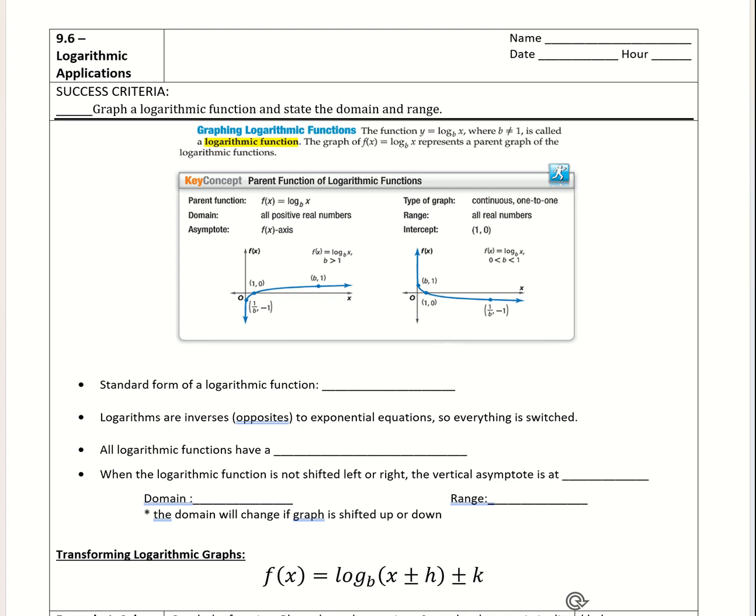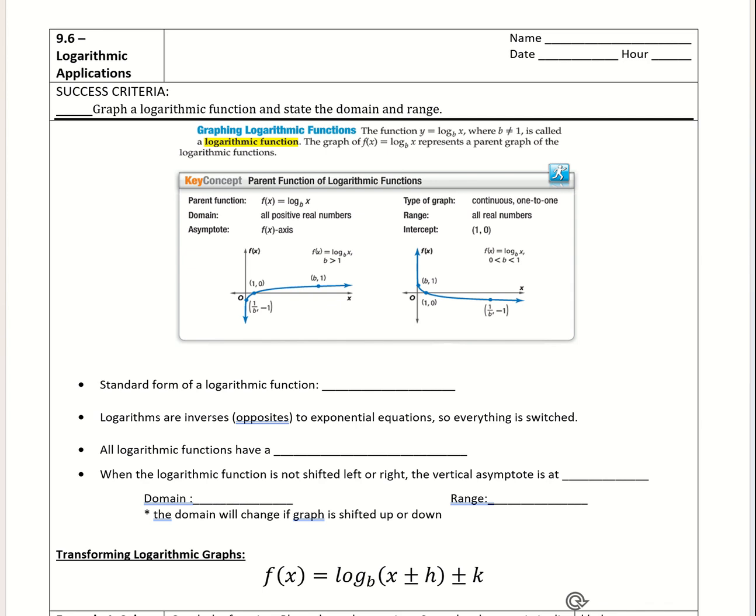Hey guys, it's Mrs. McDaniel here to teach 9.6, which I do have an error at the top of this. It says logarithmic application problems. It should be graphing logarithms, so I apologize, but it's just up here in the corner, which is really going to make no difference. So it just has the wrong heading. I am going to go along and we're going to talk about graphing logarithms.